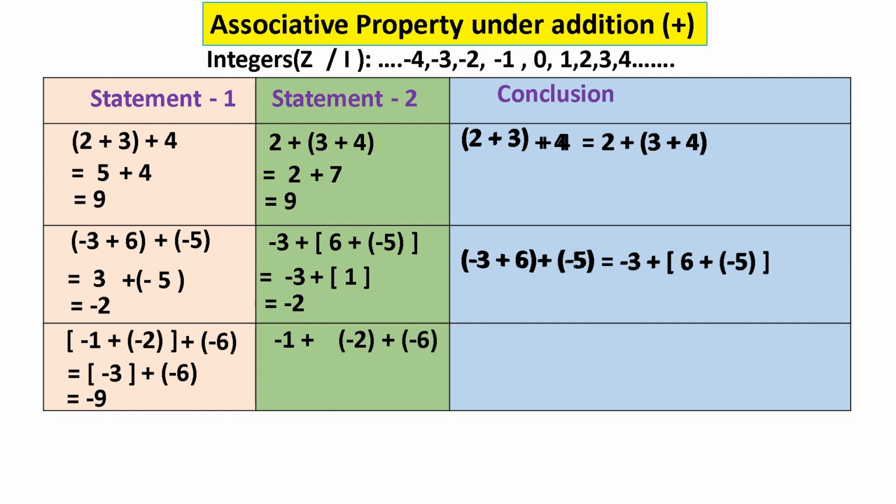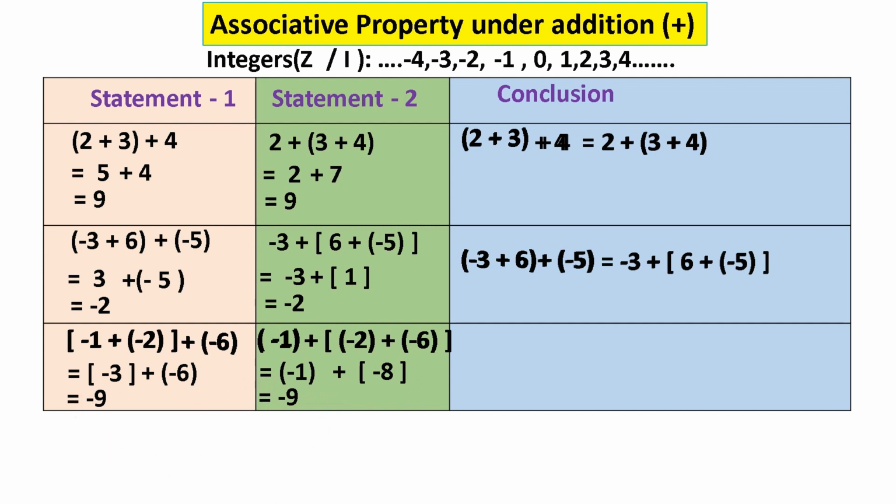Now we take the same integers -1, -2, -6. Now we will add the last two integers here. Now the first integer is -1, and the last two integers are -2 and -6. The sum of these we get -8, and again we add -1 and -8 here, -9. Now from statement 1 and 2, here we get the same answers.